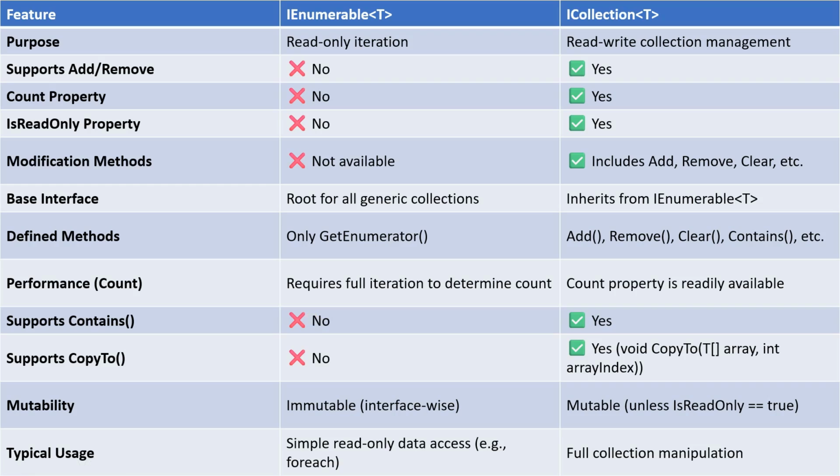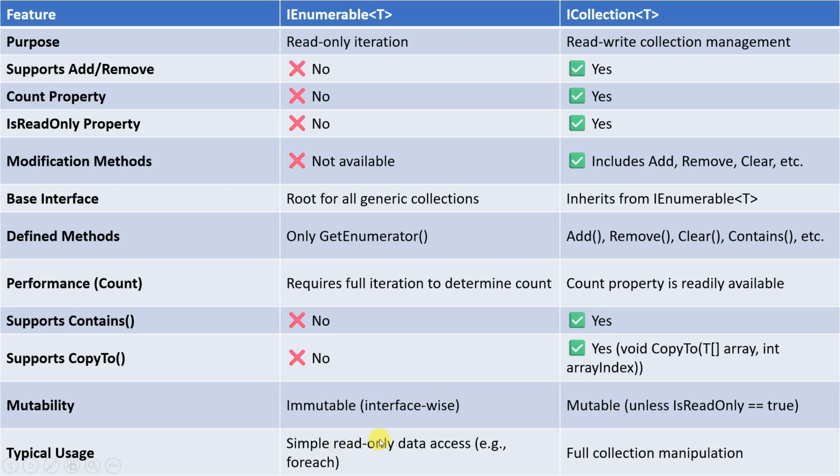IEnumerable of T doesn't have a contains method, whereas ICollection of T has a contains method. IEnumerable of T does not support the CopyTo method, whereas ICollection of T provides support for the CopyTo method. IEnumerable of T is immutable, whereas ICollection of T is mutable.